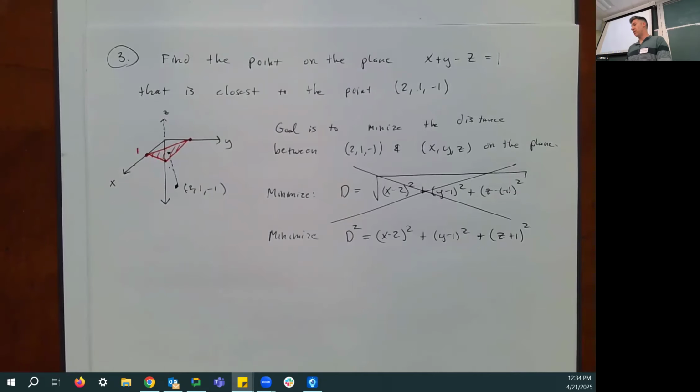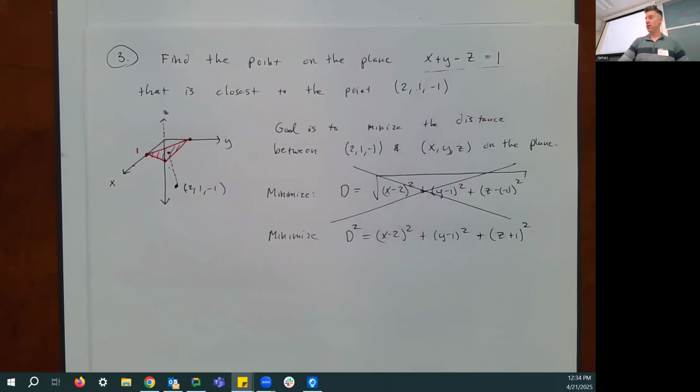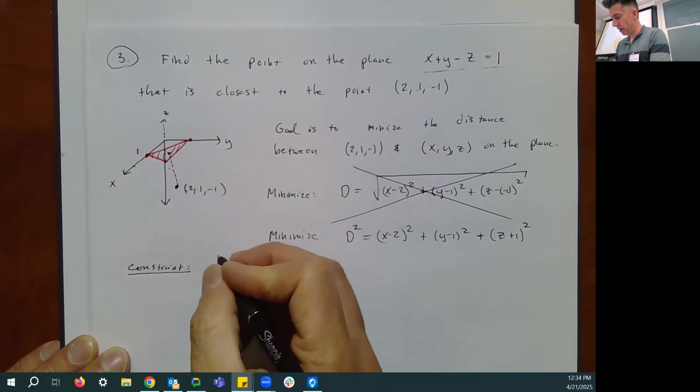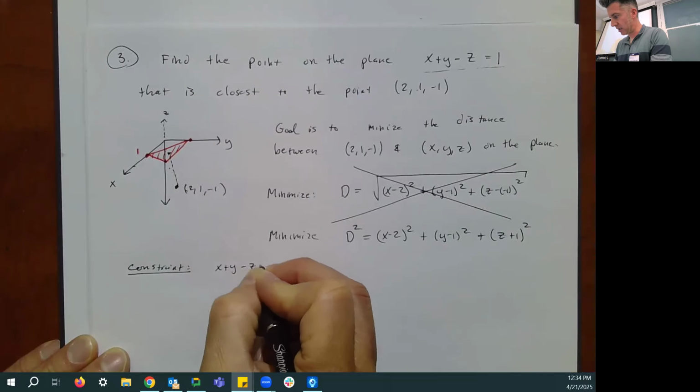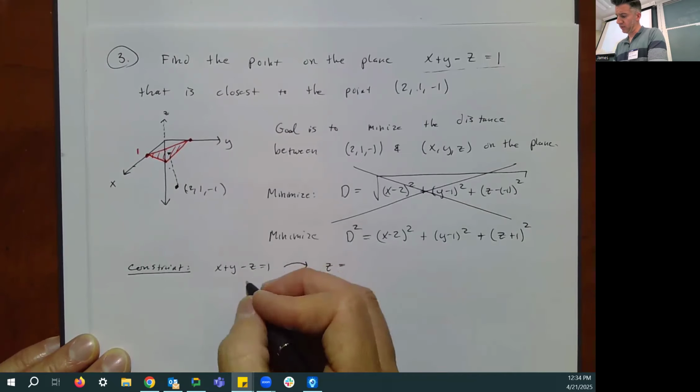Something to remember is that the thing you're trying to optimize shouldn't ever be equal to a number yet, right? We don't know what it's equal to. If we did, we'd be done. We would know the minimum distance. So this thing we're trying to optimize is just a function of usually one too many variables. And then there should be some constraining piece of information. In this case, we know that x, y, and z have to satisfy this equation because that point has to be on that plane. So our constraint here is going to be that x plus y minus z is equal to 1, or isolating z, z is equal to x plus y minus 1.